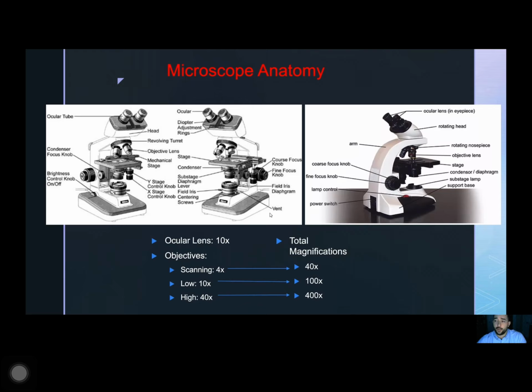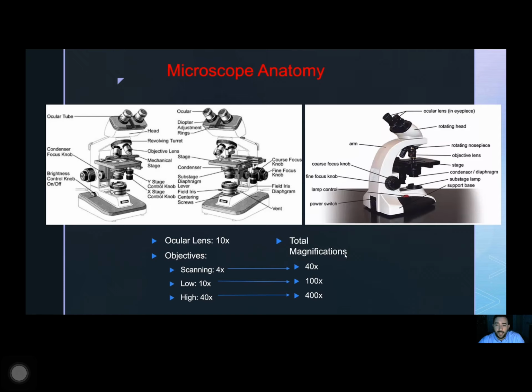Again, I'm not sure if you can see my cursor, but you can look at these pictures, find where it says objective lens, and that's what we're talking about right here. You have three different ones. You have scanning power, low, and high power. Scanning by itself magnifies things by 4. Low power magnifies things by 10, and high power by 40, okay?